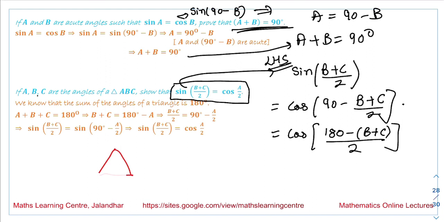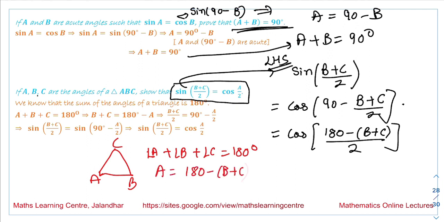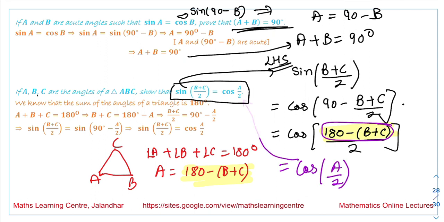Now if ABC is a triangle, it means the sum of the angles A plus B plus C is 180 degrees. So angle A is equal to 180 minus (B plus C). Look at this value over here, 180 minus (B plus C). This term we can write as A, so the answer we are getting is cos A by 2, and this is equal to the right hand side, and this is what we have to prove, that in a triangle sine of (B plus C) by 2 is equal to cos A by 2.